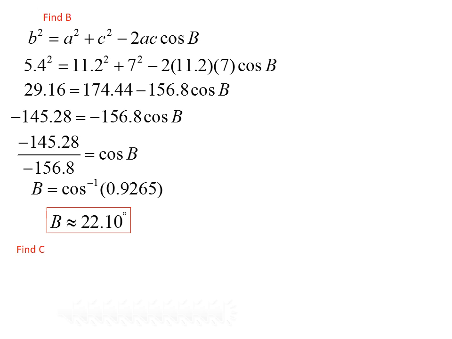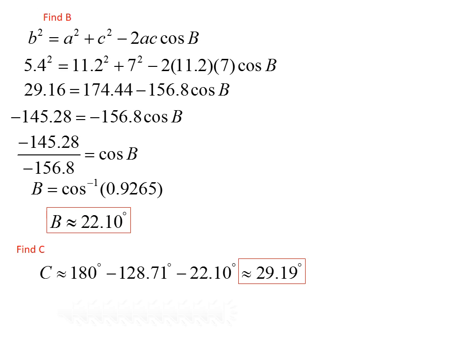So the last piece of information that we need to find in order to complete this triangle is the measure of angle C. And since we know the measures of angles A and B, we can use the fact that they should all three add to give us 180. So C will be approximately 180 degrees minus 128.71 degrees minus 22.10 degrees. And if we evaluate that, that's going to give us approximately 29.19 degrees. So now we've completely solved this triangle.